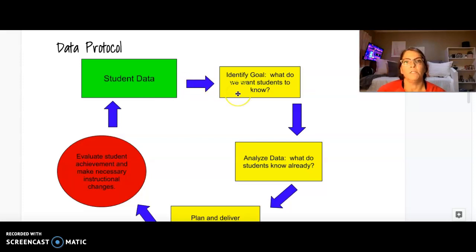So then we would move on to yellow, which would be identifying what we want the students to know. So it would need to be very specific about, so let's say kindergarten, we want the students to recognize letters.